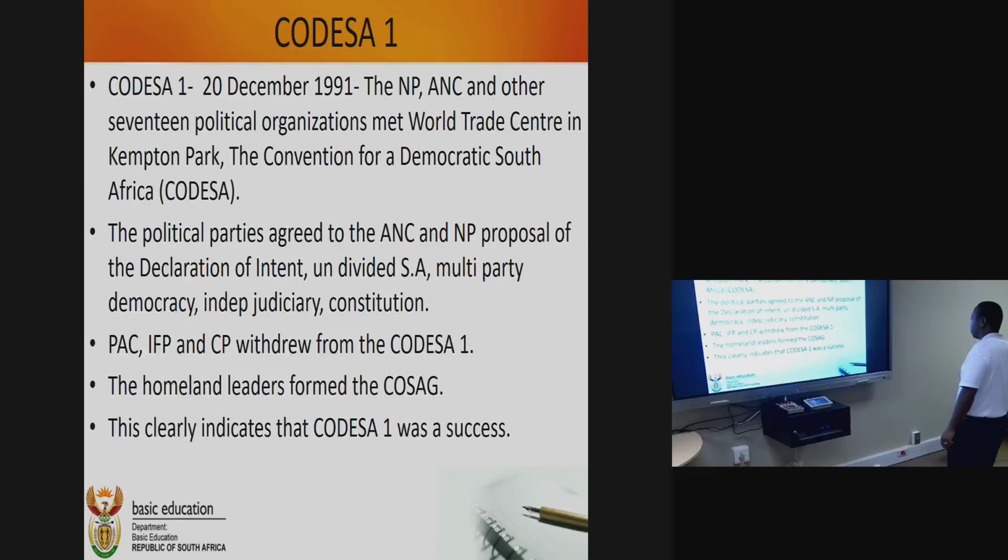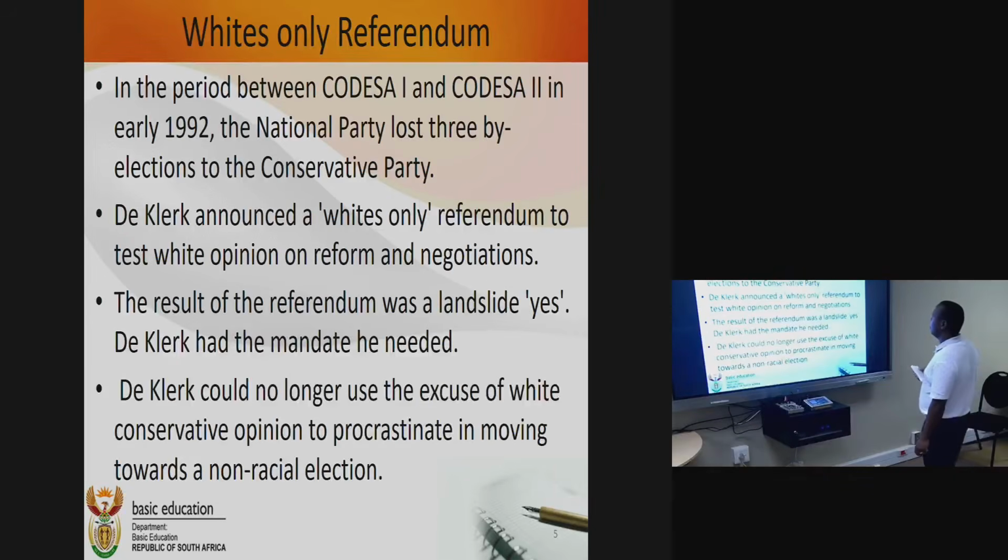Now, can you say that CODESA I was a success or a failure? We all agree that CODESA I was a success because there's a lot that these 19 political parties agreed on. Furthermore, we will look at the whites-only referendum.